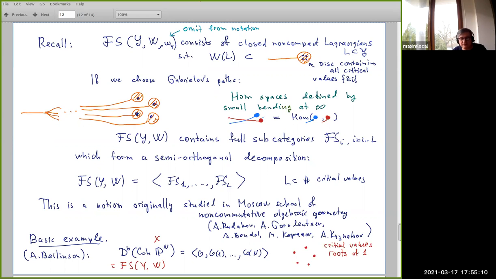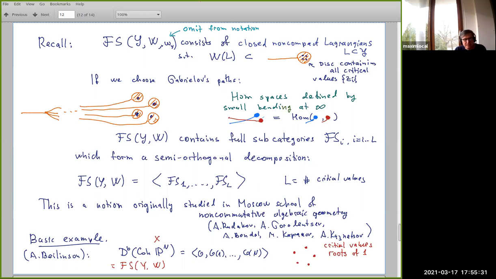L will be the number of critical values. Remarkably, this is a notion which was originally studied in the Moscow School of Algebraic Geometry, starting from the work by Rudakov and Gorodentsev, who discussed a lot of semi-orthogonal decompositions for CP2. Then Bondal and Kapranov introduced a general definition. Then Sasha Kuznetsov is a great master of it.